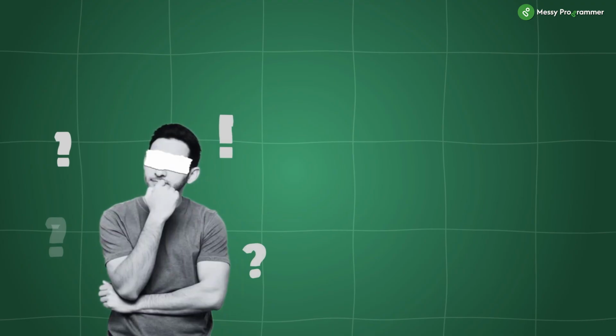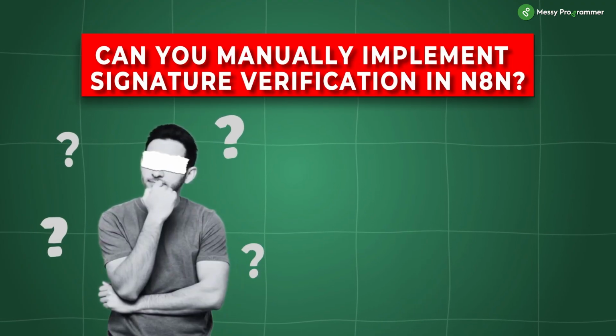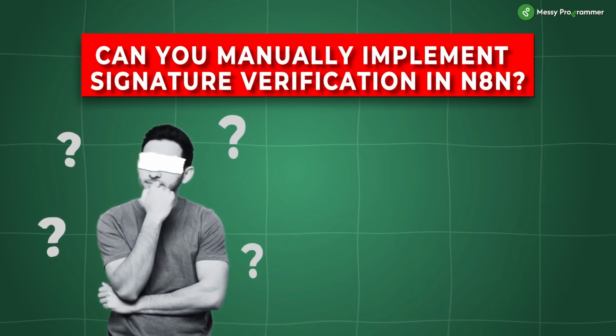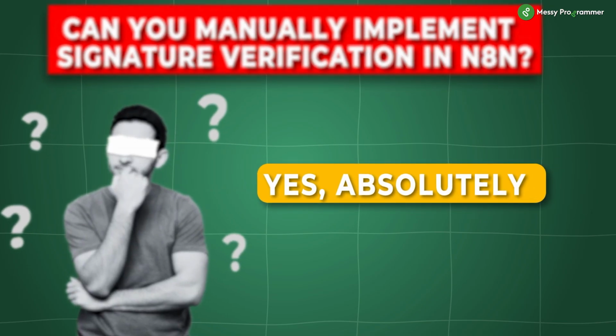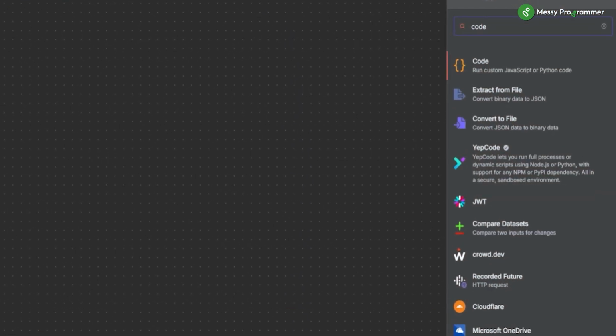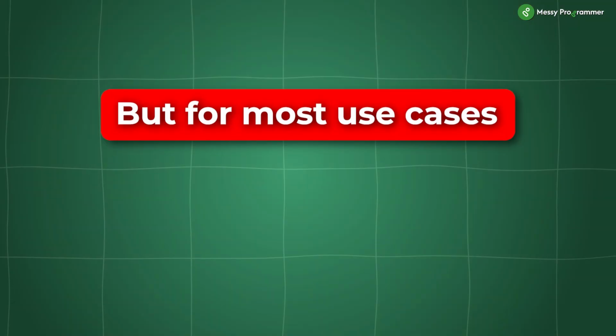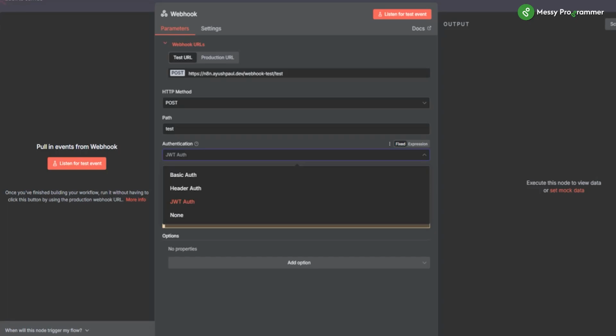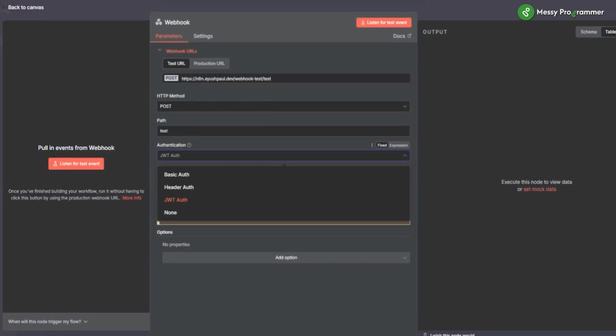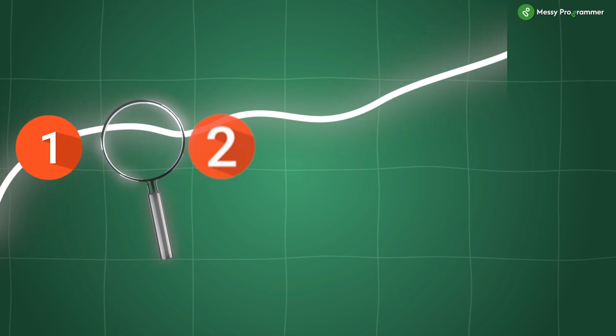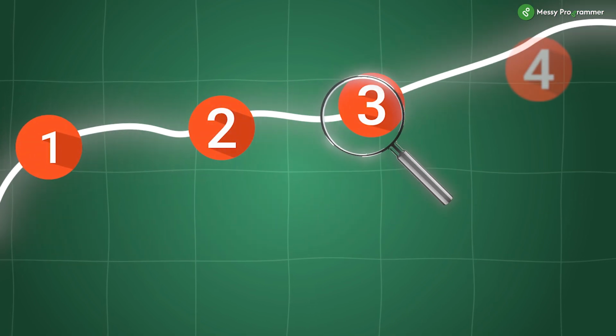Now the real question is, can you manually implement signature verification in n8n? Yes, absolutely. People do use code nodes where you calculate the hash yourself and compare it. But in most use cases, you don't need to go that deep. n8n gives you built-in authentication options that are way simpler. And today, I'm going to show you 4 different methods to secure your webhooks in n8n.